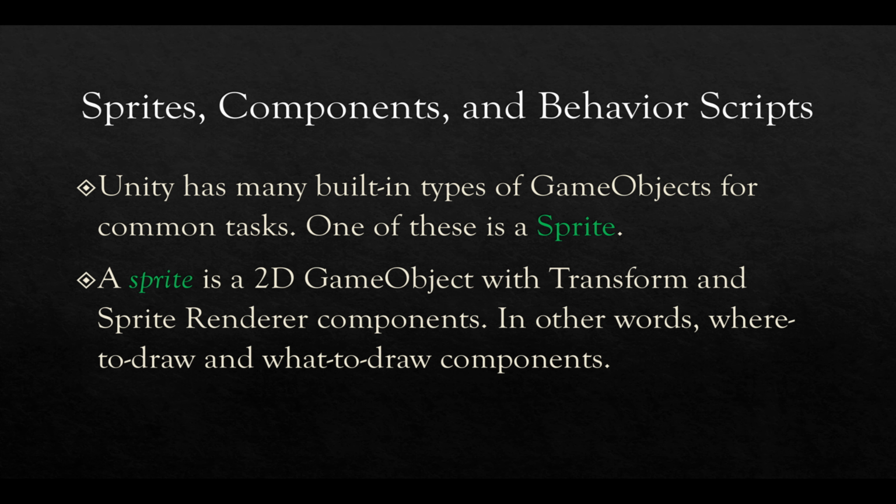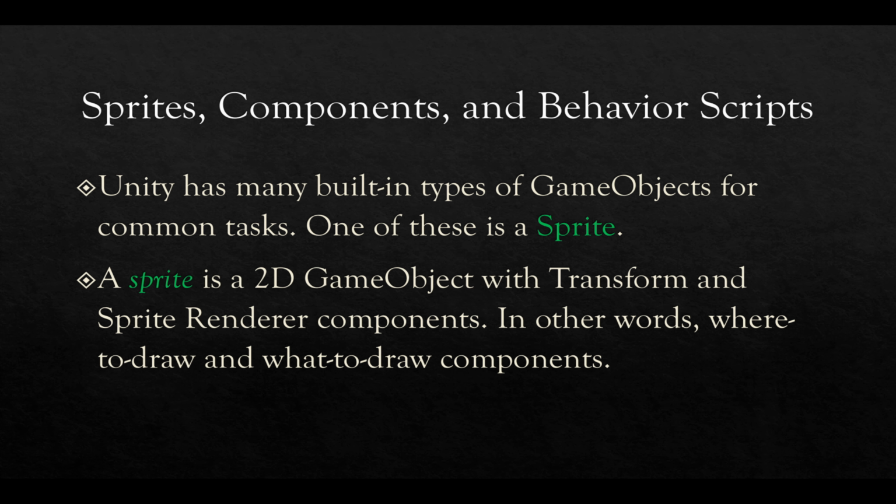A sprite is a 2D game object, so a game object for 2D games, that has a transform and a sprite renderer component. So in other words, it has a where to draw matching the transform and a what to draw matching the sprite renderer component. So let's put this in the mapping we did as part of earlier videos.